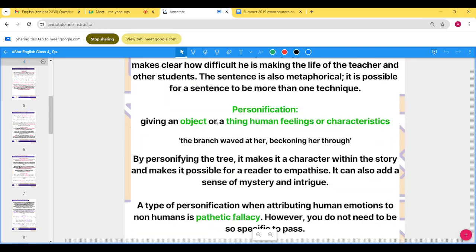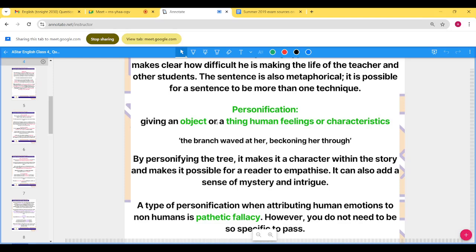Now, another technique here which does come up but I'd be a little bit careful with is personification. With personification, it's got person in the name. That's because it gives an object or a non-living thing human feelings or characteristics. So if it said the branch waved at her, the branch of a tree beckoning her through, well, of course the tree doesn't wave at people, so it's personifying the tree. It's making it come alive. It makes it a character within the story.